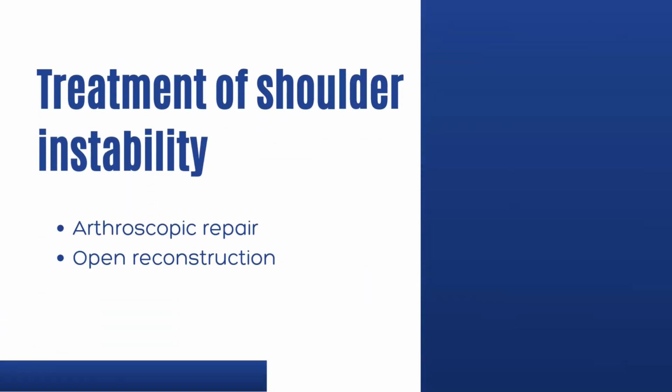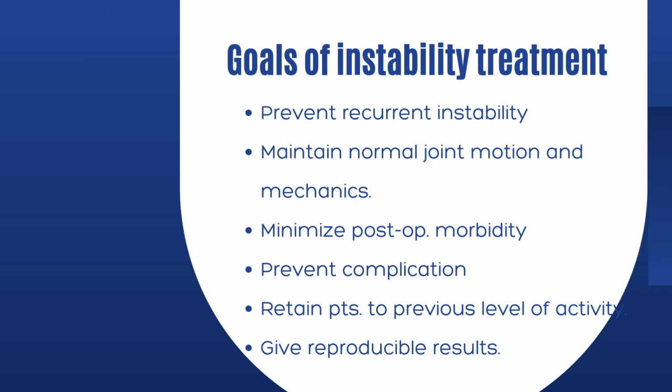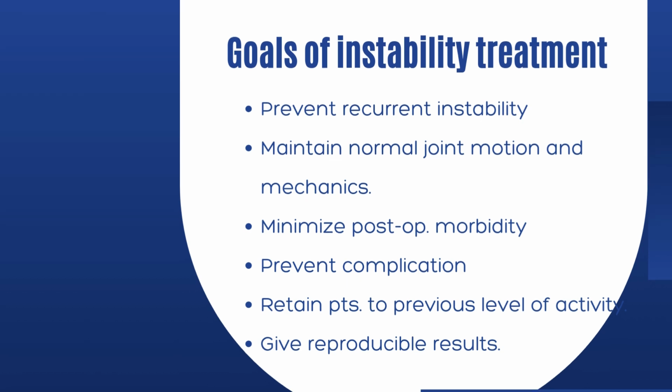Treatment of shoulder instability. There are two ways of treatment: arthroscopic repair or open reconstruction of the joint. The goals of instability treatment are to prevent recurrence of dislocation or instability, maintain normal joint motion and function, minimize postoperative morbidity, prevent complications, return the patient to original function as soon as possible, and give reproducible results.